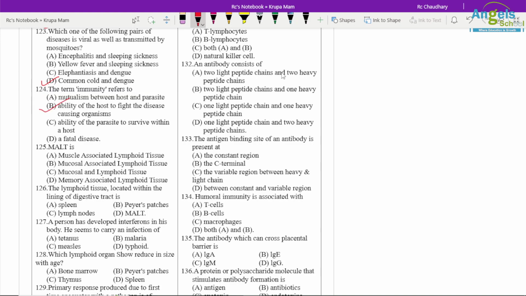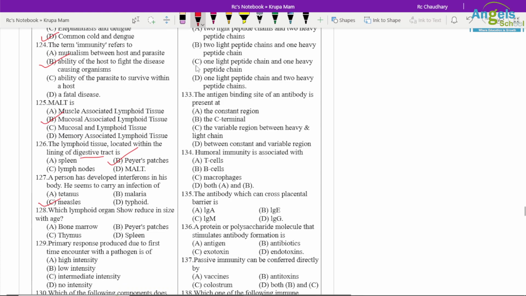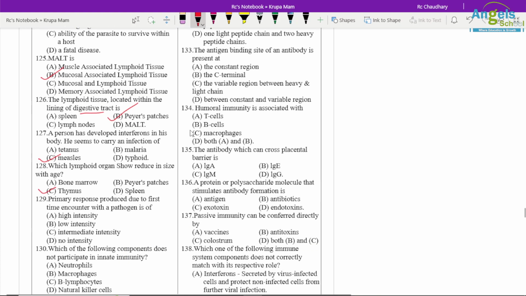Full form of MALT is mucosal associated lymphoid tissue. B option is correct. Lymphoid tissue located within the lining of the digestive tract is Peyer's patches. A person who has developed interferon in his body is protected from infection by viral diseases like measles. Which of the lymphoid organs shows reduction in size with age? The thymus, very easy.